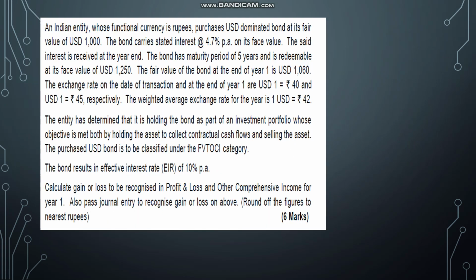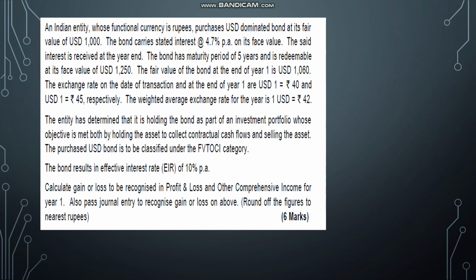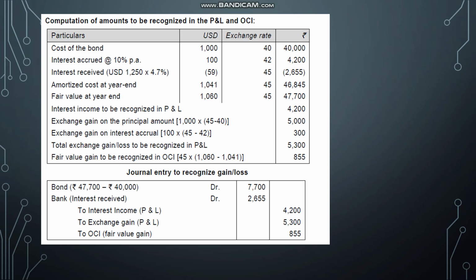So the cost of the bond is given, and the exchange rate of 40 is also given. So that will come to 40,000. And when you accrue the interest at 10%, be very careful about the rate to be used, the weighted average exchange rate, that is why I specifically highlighted this. The weighted average exchange rate is 42. So at 10%, 42, that comes to 4,200. And interest received, that is 1250 into 4.7%, and the rate now to be used is 45 rupees, and that will give you the interest received amount as rupees 2,655.